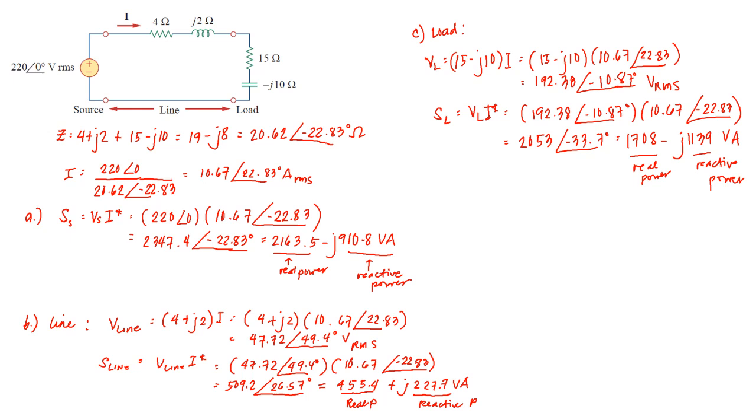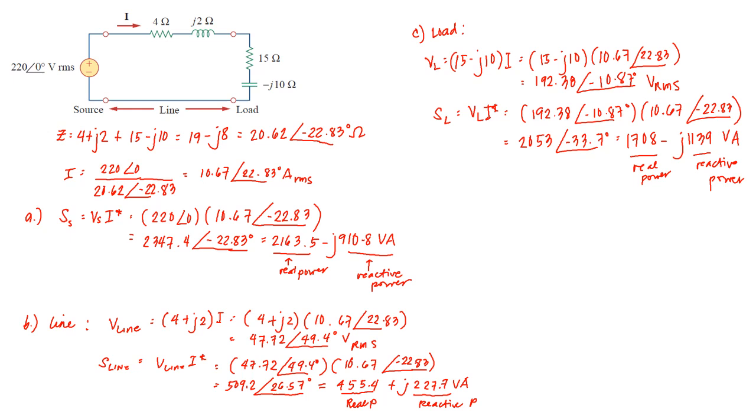So for the first one, we have to find the real power and the reactive power absorbed by the source. So first, let's get the total impedance. For the total impedance here, we have Z is equal to 4 plus j2, plus 15 minus j10, and that would be equal to 19 minus j8. And in polar form, this is equal to 20.62 angle of negative 22.83 degrees ohms.